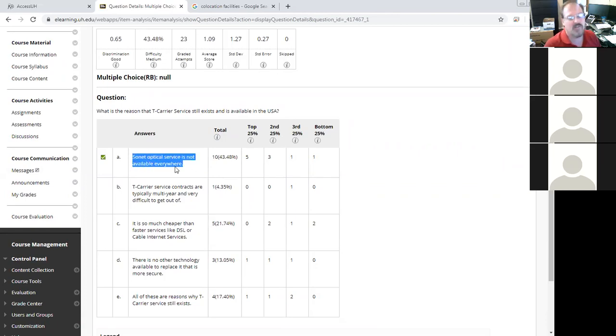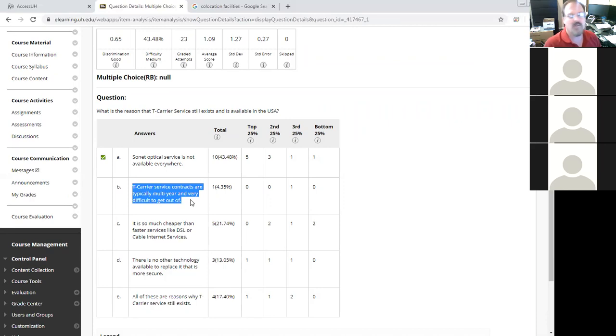SONET service or fiber optics is not available everywhere, especially if you're a rural company out in the country somewhere. You're not going to have fiber optic services, or if you're in an older part of town. T-carrier services are multi-year. Sometimes they are difficult to get out of, but usually if you call a company and say, hey, I have a T circuit, I have a T1, I would like to upgrade to something faster like an OC1, they will be very happy to cancel that T-carrier service and upgrade you to optical service.